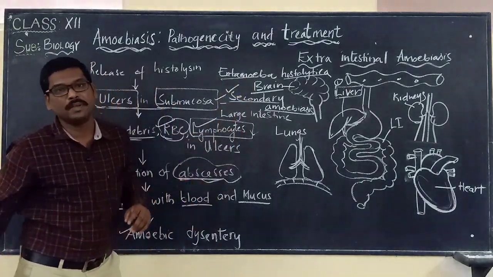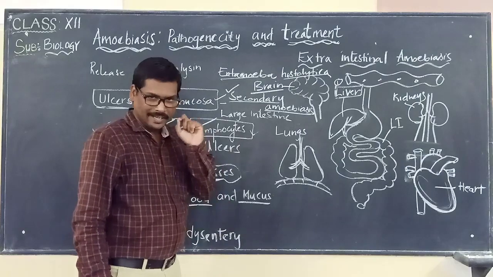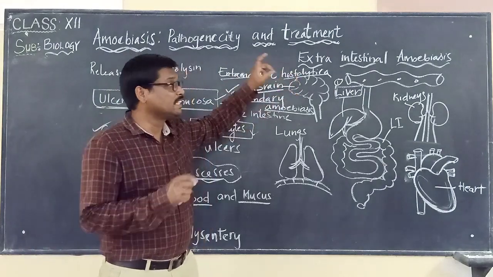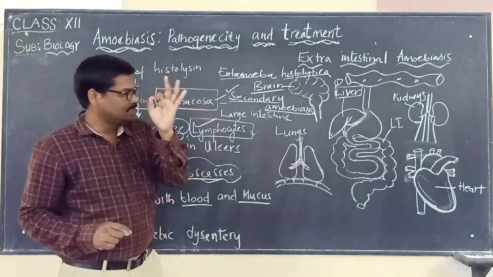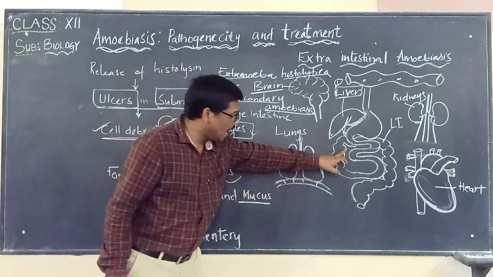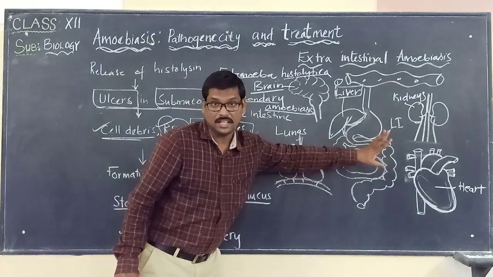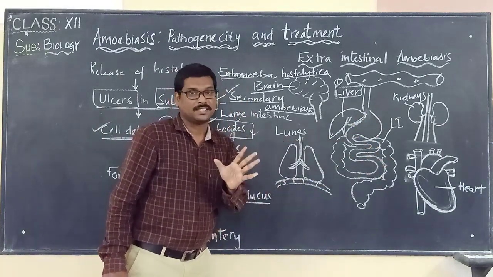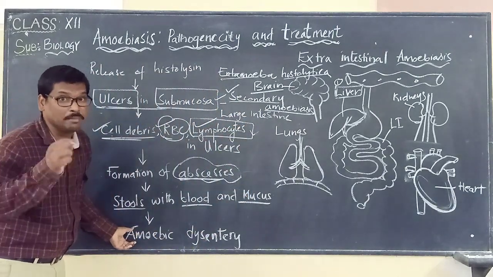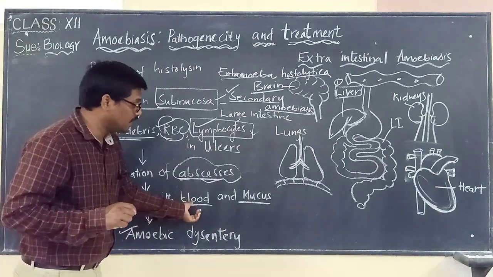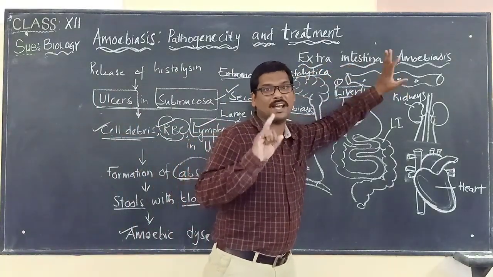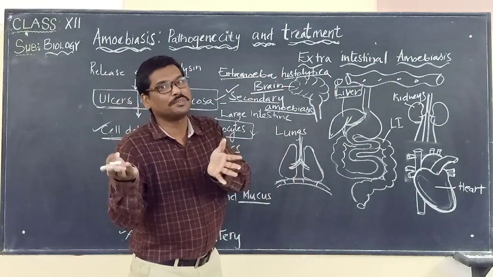So let us keep in mind that this Amoeba histolytica causing amoebiasis is first attacking the large intestine. In such cases it is just leading to amoebic dysentery. How do you identify amoebic dysentery? The stool will be filled with blood and mucus. But in severe cases, we are calling it what? Extra-intestinal amoebiasis. Out of the intestine.